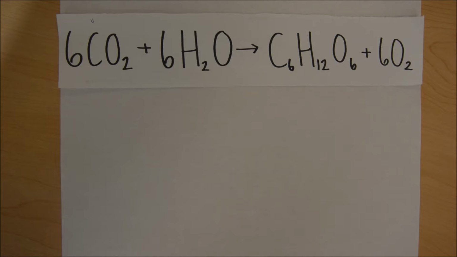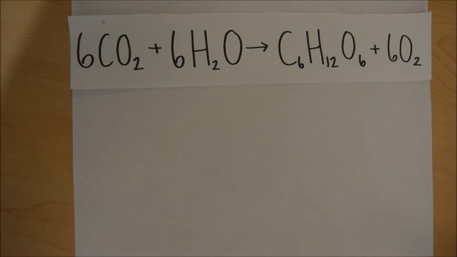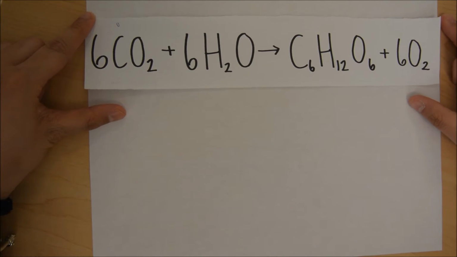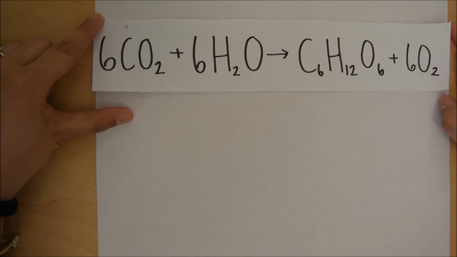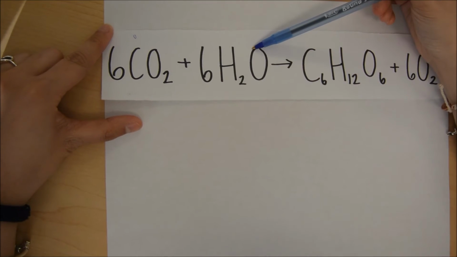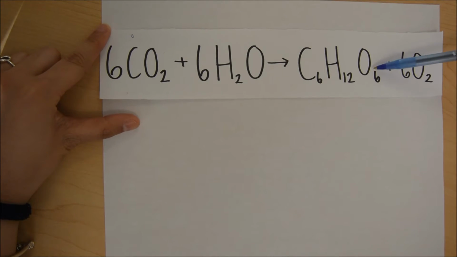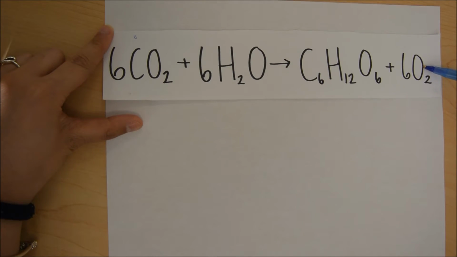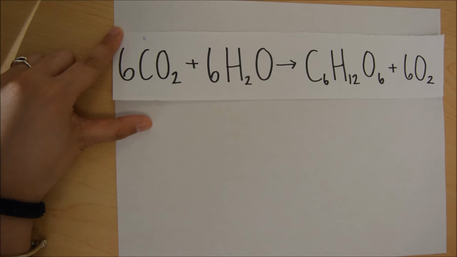You guys are probably wondering, when is balancing equations ever going to be important? Well, in nature, plants use this process of photosynthesis. Photosynthesis is a process where organisms, but mostly plants, utilize sunlight to convert carbon dioxide and water into food, which is C6H12O6, which is glucose, and also oxygen gas. This is the equation in which photosynthesis happens.